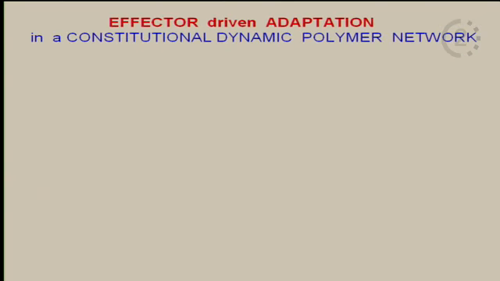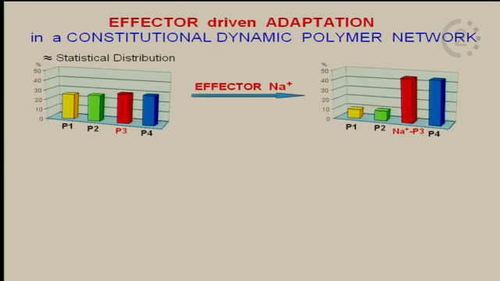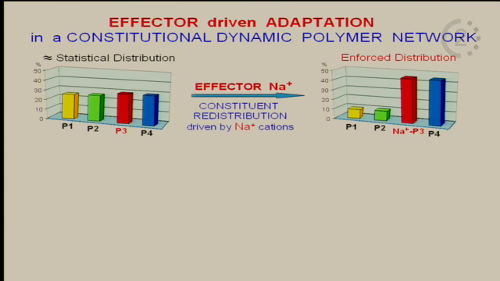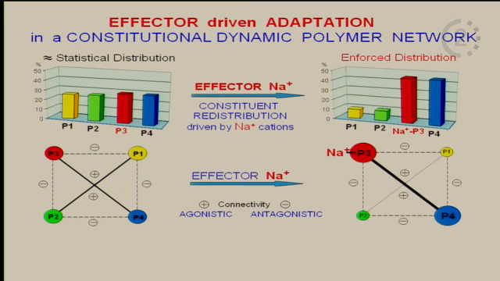Now, let's reflect just a quick moment on that. Statistical distribution more or less at the beginning, 22, 22, 27, 27. Effect of sodium: P1, P2 go down, and this goes up and this goes up. A forced distribution by sodium. So the component distribution is driven by sodium. This is the square at the beginning, more or less statistical. You add sodium, this is now very big. And because this is very big, this must also be very big.